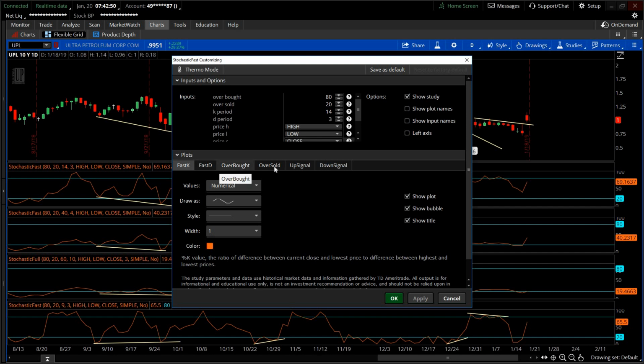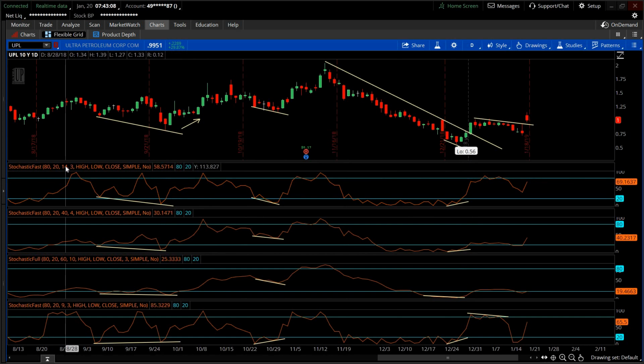So I got my overbought and oversold, which are the blue lines for the 80 and the 20, and I get rid of the up and down signal. So I'm only using the K's for this. So K14 is what I'm looking for. The 3 is for the fast D. It's useless. I don't care for that. So I'm using a 14, a 40, a 60, and a 9.